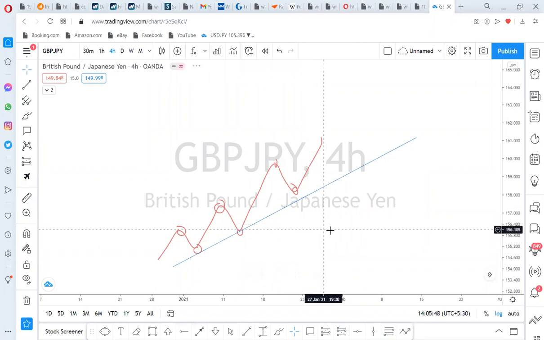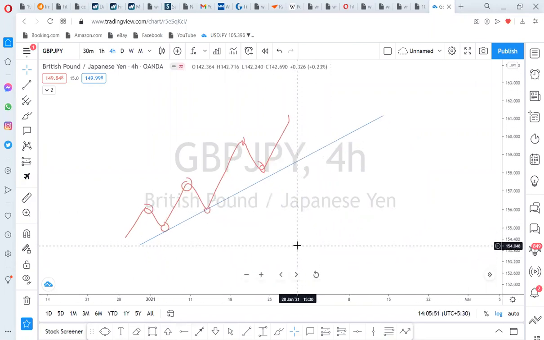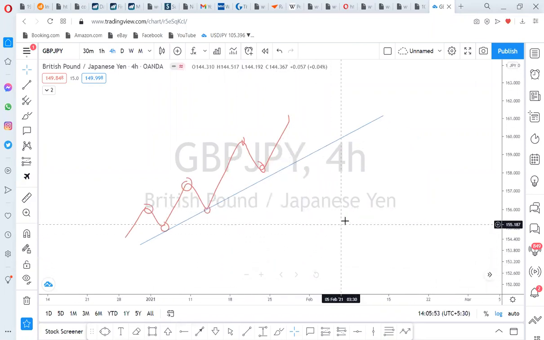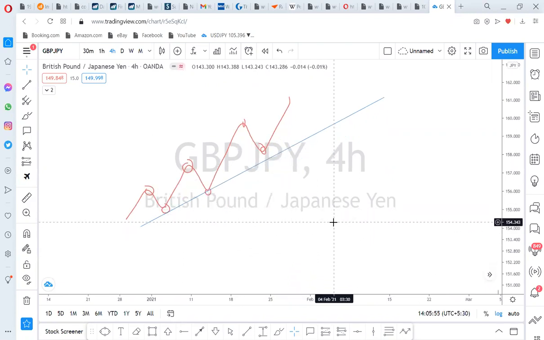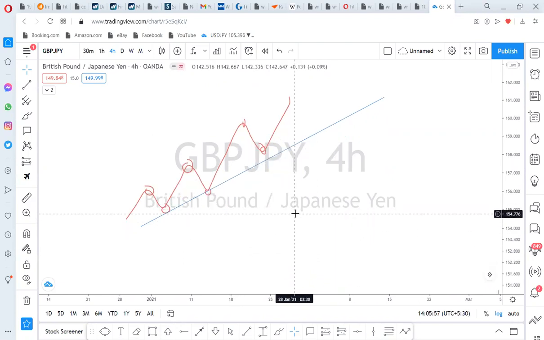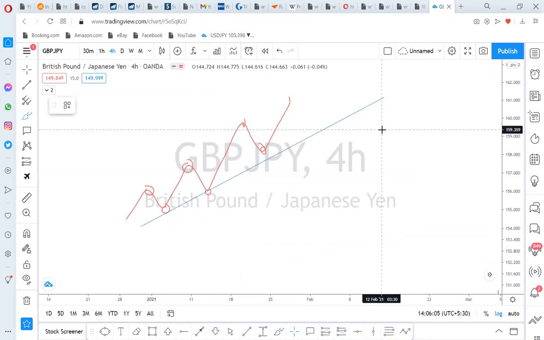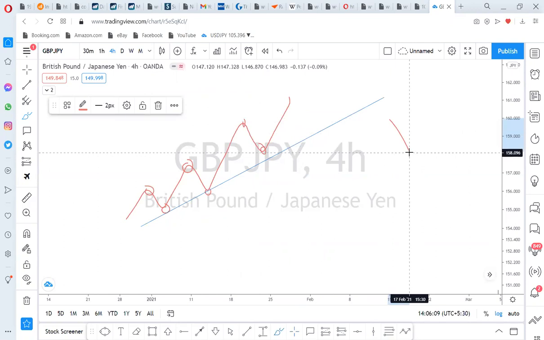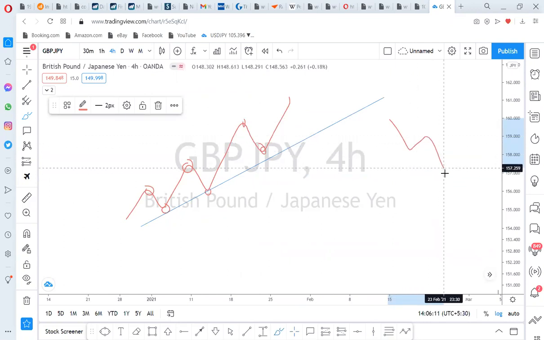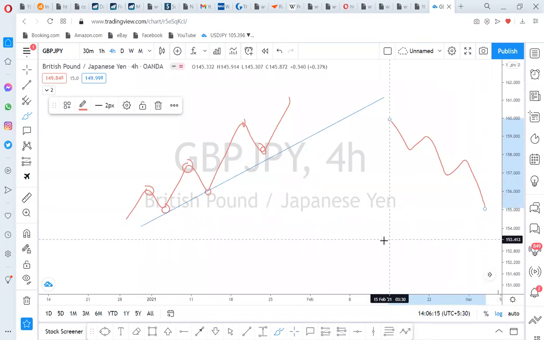Okay, so the point is that today we are going to look into market structure. The market has three forms, which is the uptrend, the downtrend, which is in such fashion, which is in such fashion. And the market can also range sometimes.